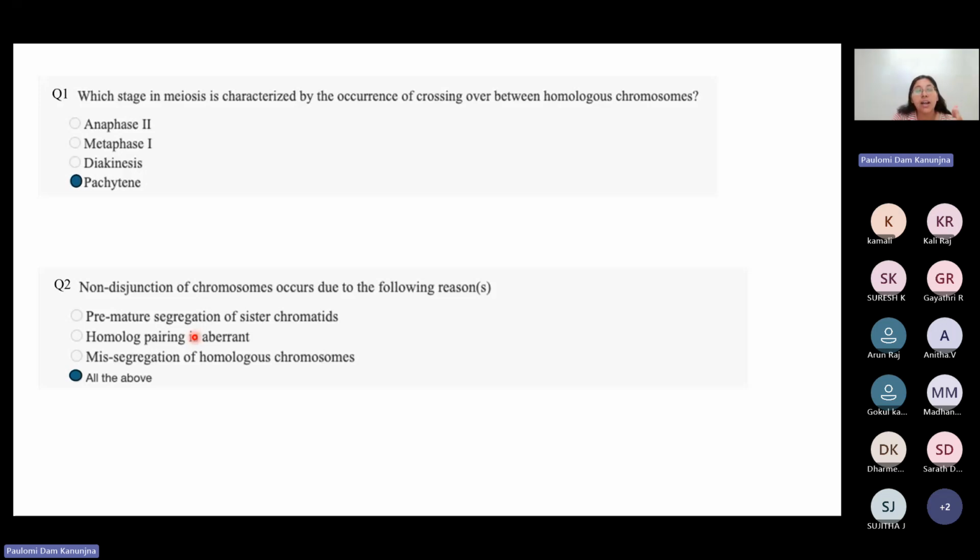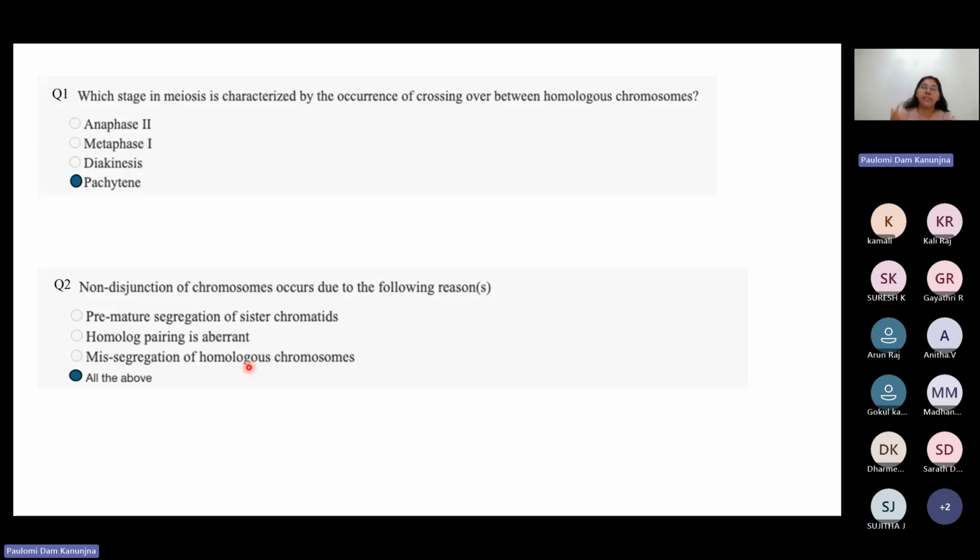And non-disjunction, which is failure of separation of the chromosomes: what is the possible reason why they can't separate? Probably there is premature segregation of sister chromatids. So one of the sister chromatids went ahead and separated instead of the chromosomes, or your pairing did not take place properly, so they are not aligned properly, or there is missegregation of chromosomes. That means that one of the pairs should have gone to the opposite pole, but both pairs move to the same pole. That's when missegregation takes place.